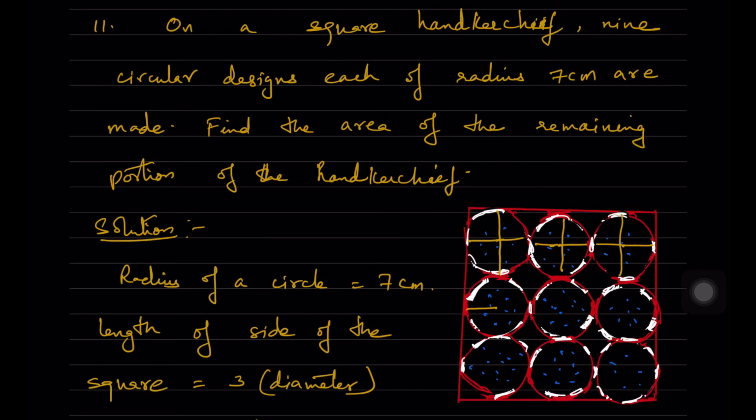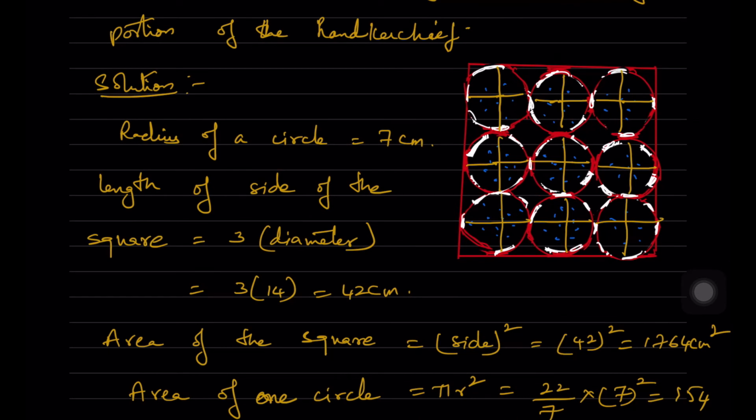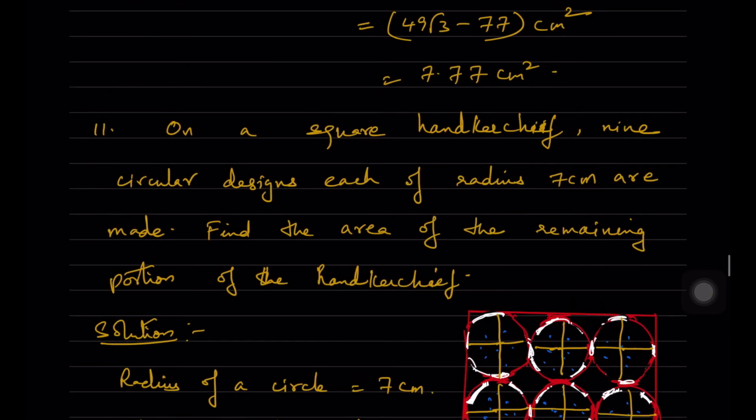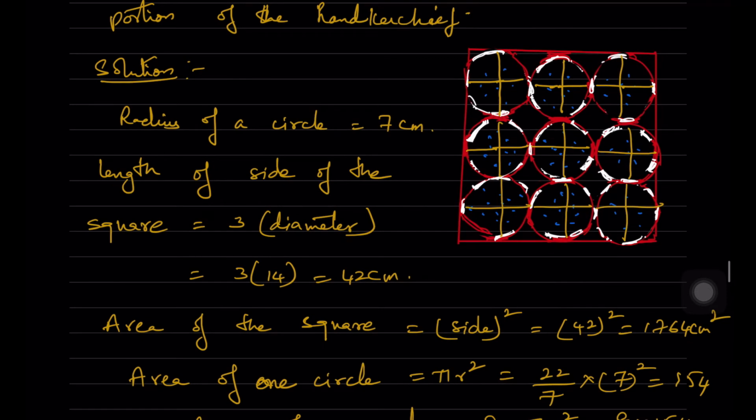So diameter will be equal to 14. So 14 into 3 will give you the length of the side of a square. So 14 into 3 means it becomes 42 centimeters, the length of the side of a square. So now the area of the square is equal to 42 into 42, 1764 centimeters square.